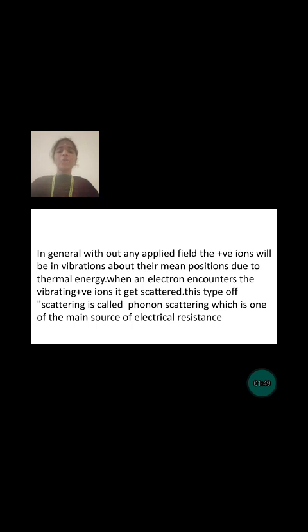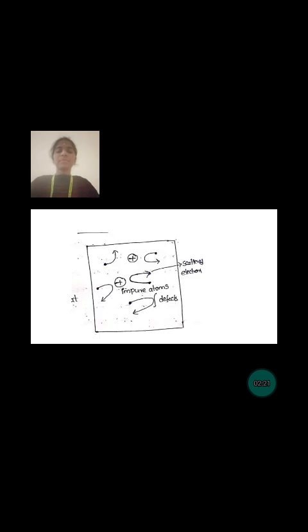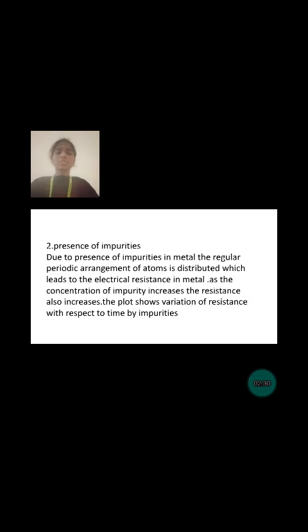In general, without any applied field, the positive ions vibrate about their mean positions due to thermal energy. When an electron encounters the vibration of the positive ions, it gets scattered. This type of scattering is called phonon scattering, which is one of the main sources of electrical resistance. With an applied field, the positive ions vibrate about their mean positions due to thermal energy. To observe this diagram, there are positive ions, impurity ions, defects and scattered electrons.